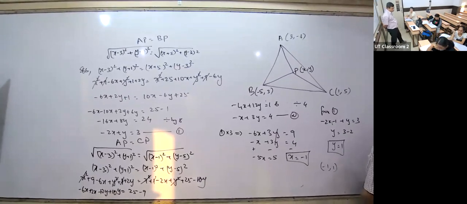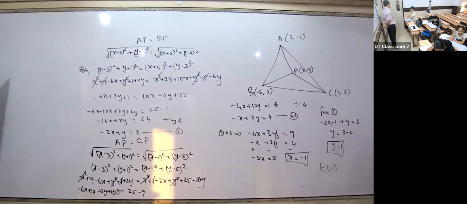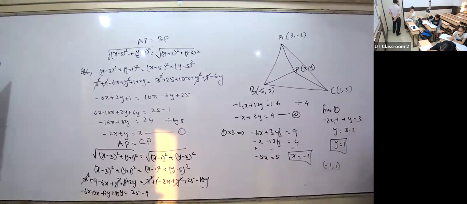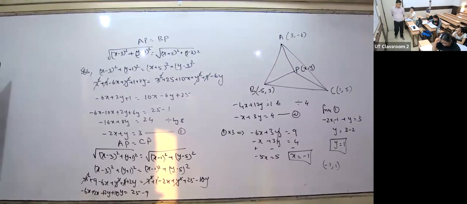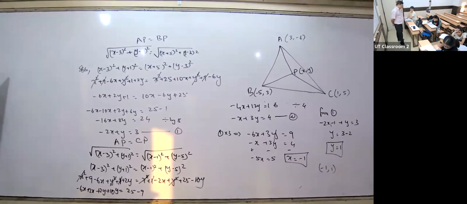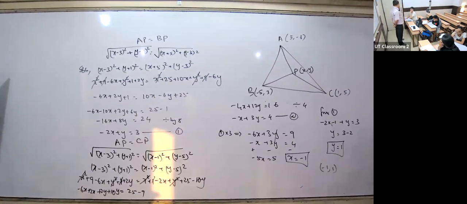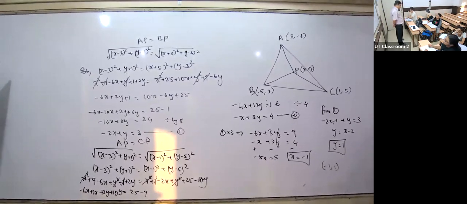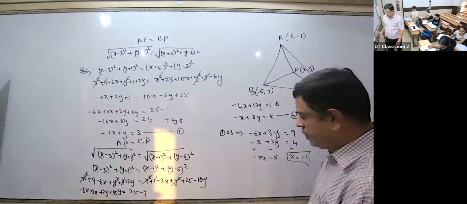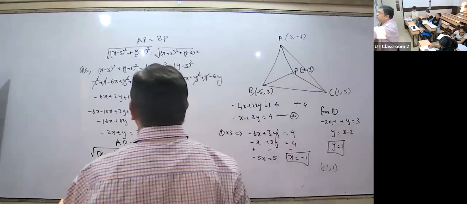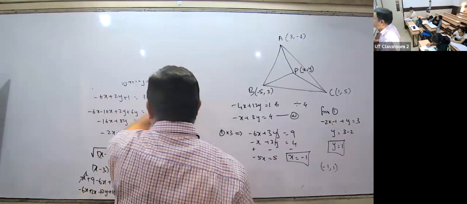Do you have A? No. Do you have T? Yes. So AT you cannot find out directly. So what do you do? First you find out PT. Then AP you have. Pythagoras theorem you apply. Understood or not? Find out BT. B is there. What is B?